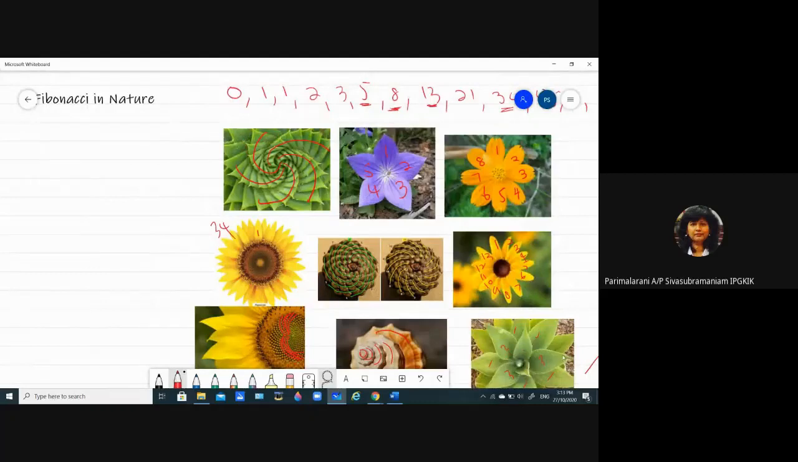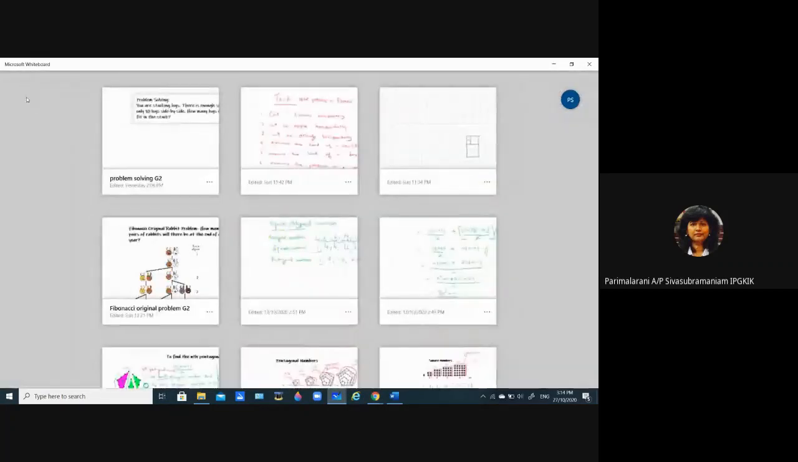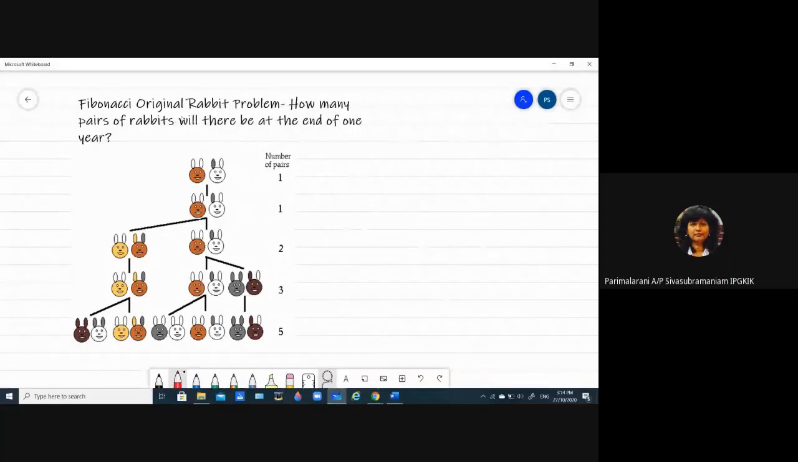Okay. So these are examples of Fibonacci in nature. That is why people like to investigate or do research on Fibonacci numbers, because they're such interesting numbers, and we see them all around us in nature. Now let's look at something else here.